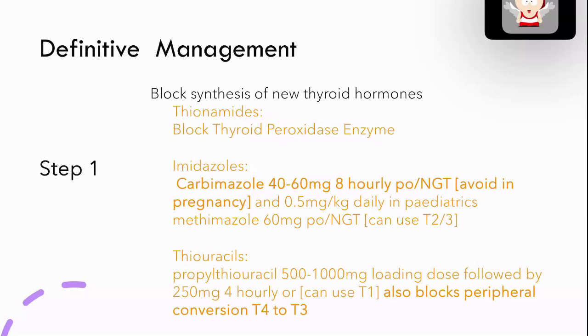Right, so step one of our definitive management, and importantly, it should be step one, and step one and step two are not interchangeable, is that we want to block synthesis of new thyroid hormone production. And that is when we use our thionamides. So these drugs block thyroid peroxidase enzyme, in that diagram we looked at earlier, which I will display on the next slide to jog your memory. And we have two types, imidazoles and thiouracils.